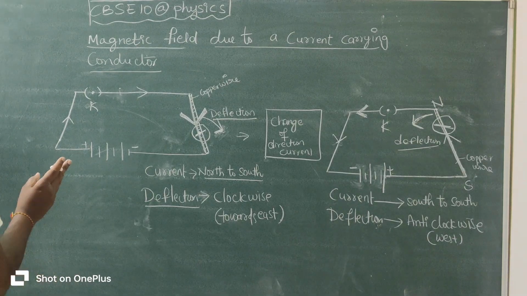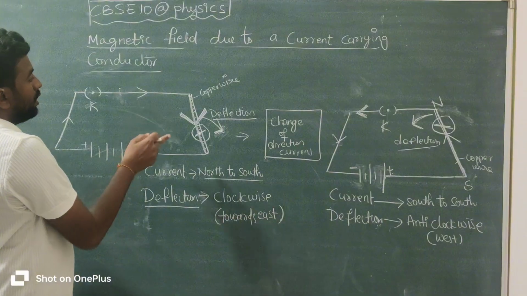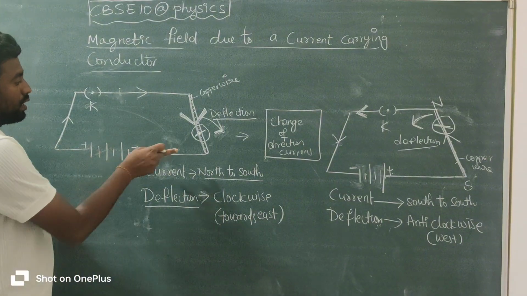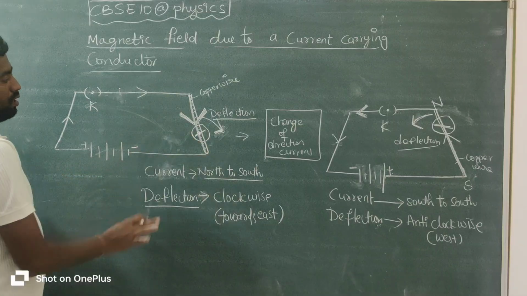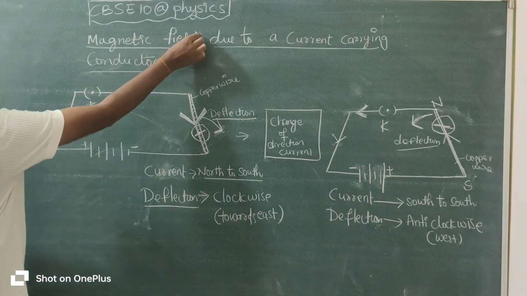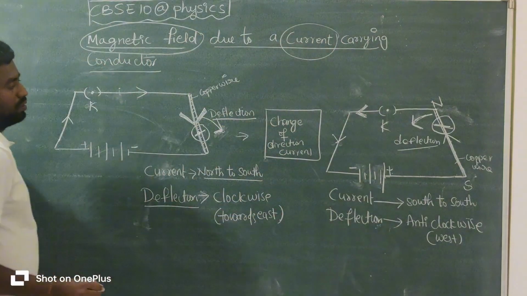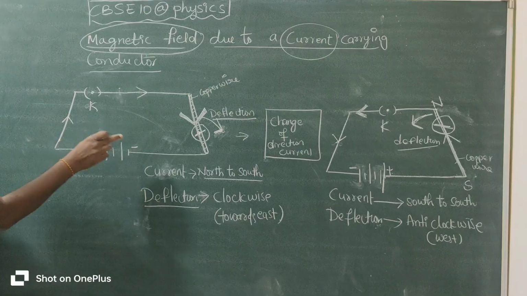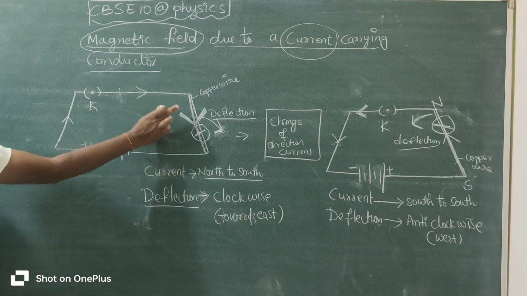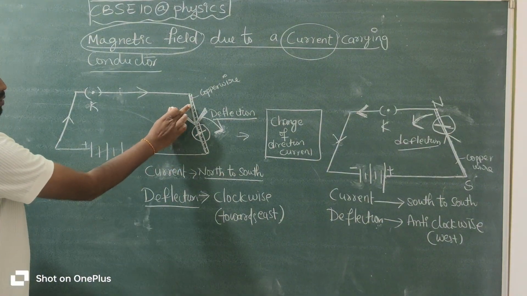Now we have to find the magnetic field in a current carrying conductor. We have to find the direction of magnetic field when a current is passing through a straight conductor, and indirectly find the relation between magnetic field direction with respect to current. See this circuit: current is flowing from positive terminal to negative terminal. Here is the magnetic compass, and it is a copper wire.